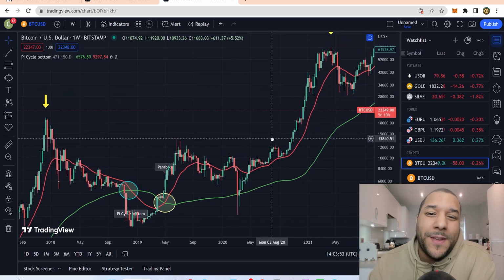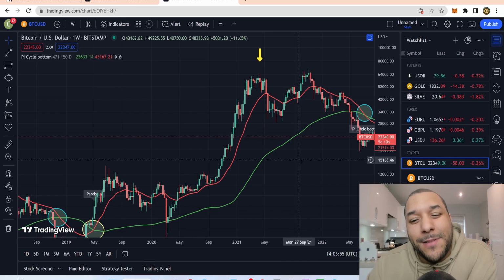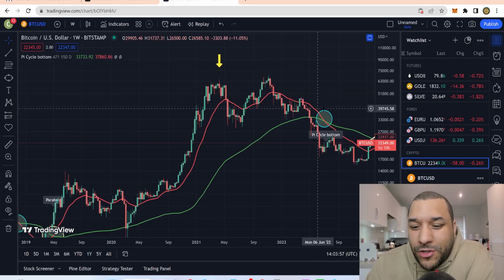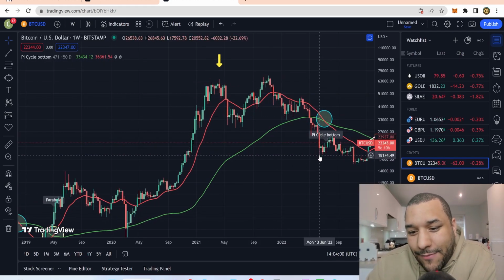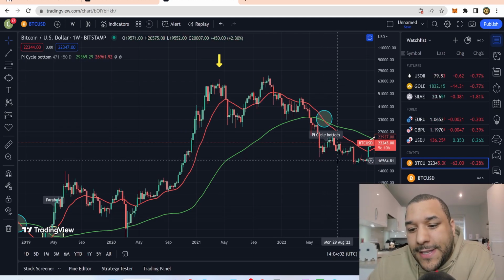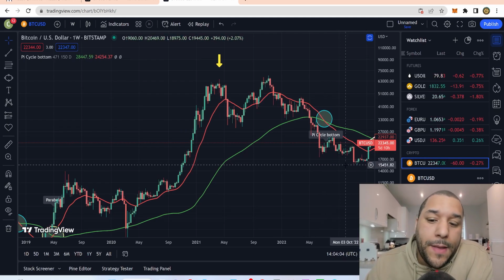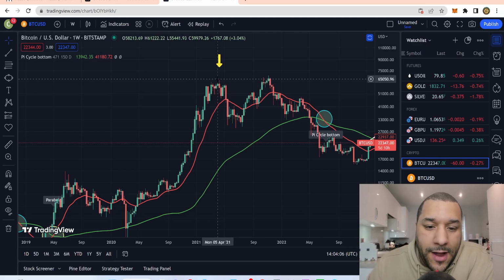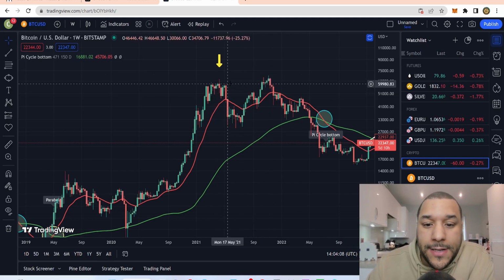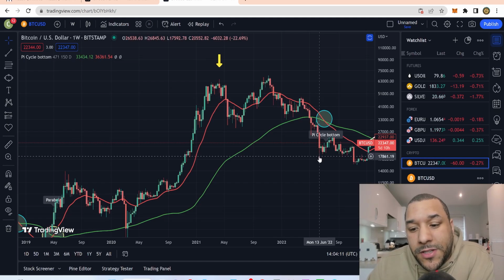So let's take a look at what's been going on in 2021, 2022. No, 2022, 2023. We saw the first cross right here, which at that time resembled the bottom. But you can see we did come down for another low. Could it be something similar to what we saw here? We saw a high and then another high, like a double top. Did we see a double bottom here?